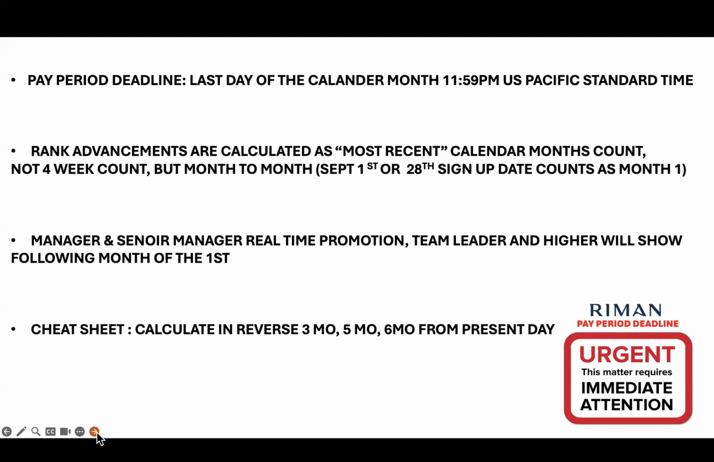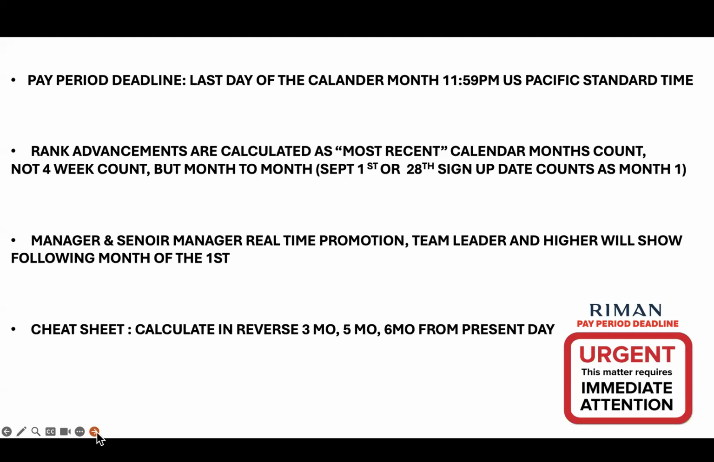Okay. Rank advancements, in order for you to hit the next position and unlock more bonuses, are calculated as most recent calendar months count. So what that means is, when we're accumulating the SP to calculate our next rank, we're not doing it as a 4-week count, but month to month. You get it? So if I signed up September 15th, my first month will be that month of September. It's not 4 weeks from when I started. Whether it's September 1st or September 28th or the 30th, that September month will count as my month one. So we're going by month to month to month.